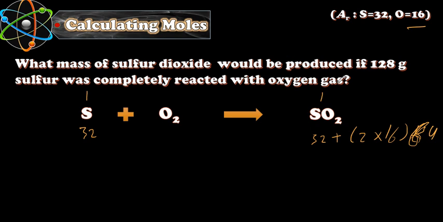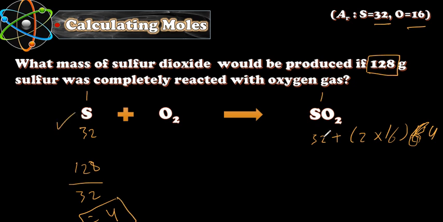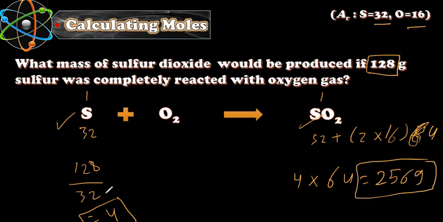Now let's find the number of moles of 128 gram of sulfur. 128 over the relative atomic mass of sulfur, which is 32, that gives you 4. So now we have 4 moles of sulfur. We are going to get 4 moles of sulfur dioxide. So that's going to be 4 times 64, which gives us 256 gram, and this is the final answer. If we use 128 gram of sulfur, we will get 256 gram of sulfur dioxide.